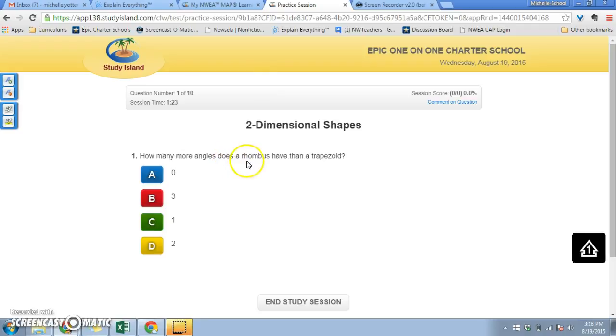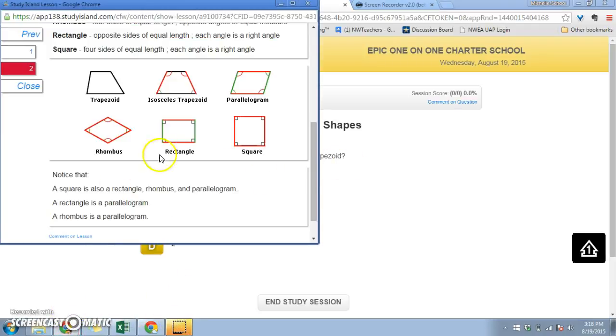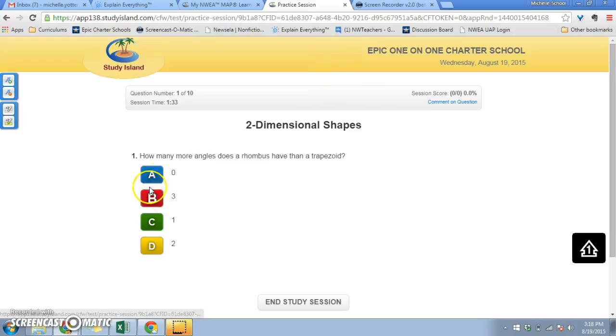So it says, how many more angles does a rhombus have than a trapezoid? If we look over here, a trapezoid has 4 angles, and a rhombus has 4 angles. So it would be 0.